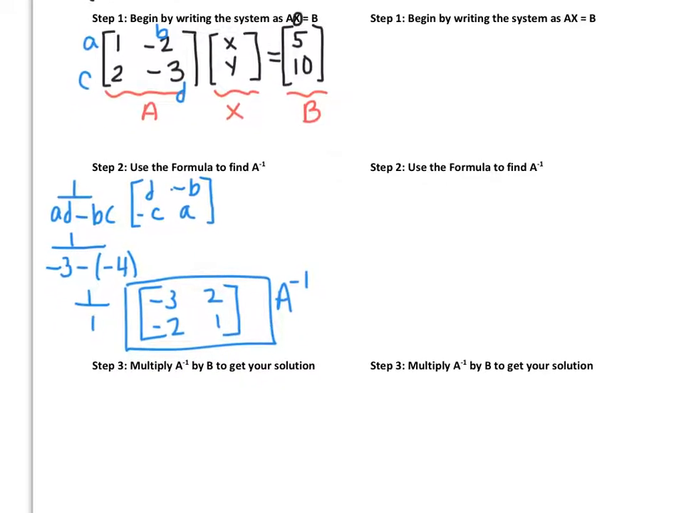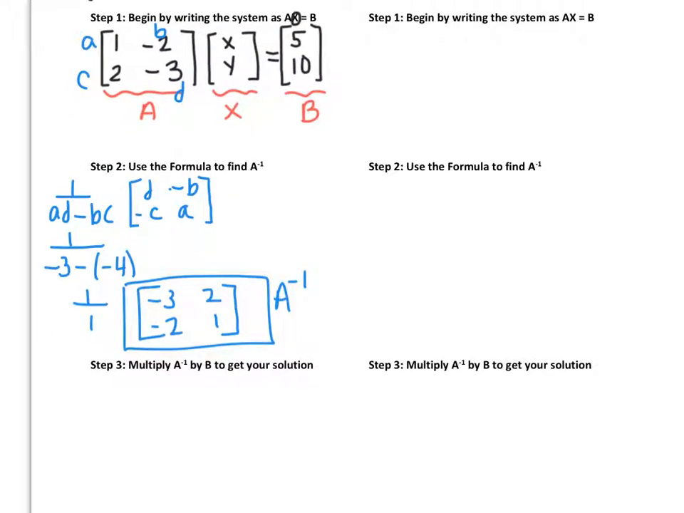So this is my A inverse. So if I multiply A inverse by B, I will get my solution. So A inverse, A to the -1, is -3, 2, -2 and 1. And if I multiply this by B, which the B here is 5, 10, we will get our solution.